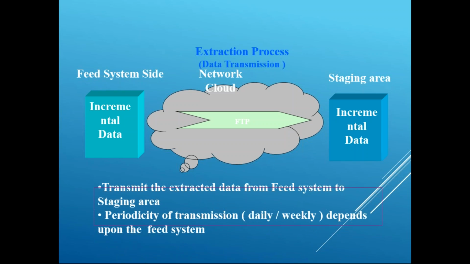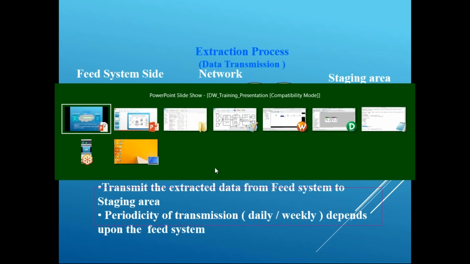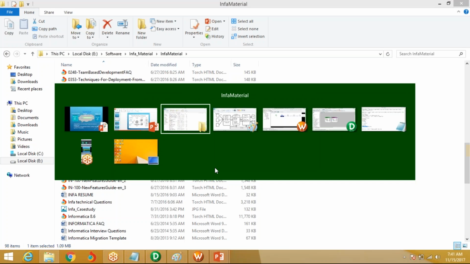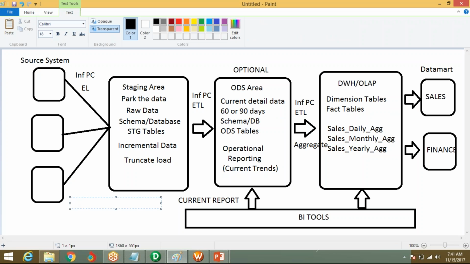So the periodicity of the transmission could be on a daily level or it could be on a weekly level. Means we do not load all the data every time. It could be on different frequencies. It could be on a daily frequency. The data can be loaded on a daily level or on a weekly level. Sometimes it could be on a monthly level.